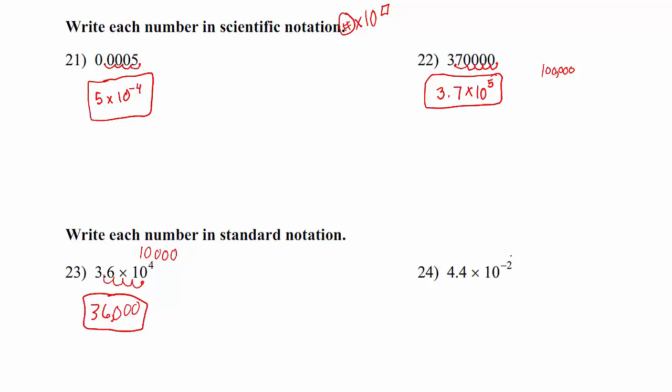4.4 times 10 to the negative 2. Negative exponents mean this should be a small number, so we want to make it smaller by going to the left. That only adds 1 zero, because one of our movements is the 4. So this is 0.044.